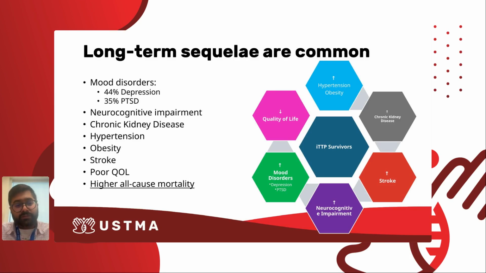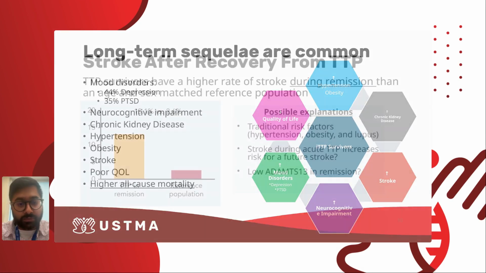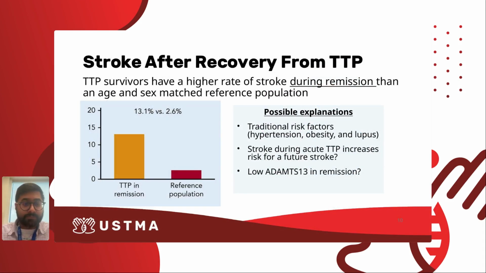So up to 40% of patients can have PTSD or depression and other mood disorders, and similar percentages of patients can have neurocognitive impairment, chronic kidney disease, hypertension, obesity, stroke. These things reduce quality of life, and you can also see a higher all-cause mortality in this patient population when compared to normal controls within the general US reference population.